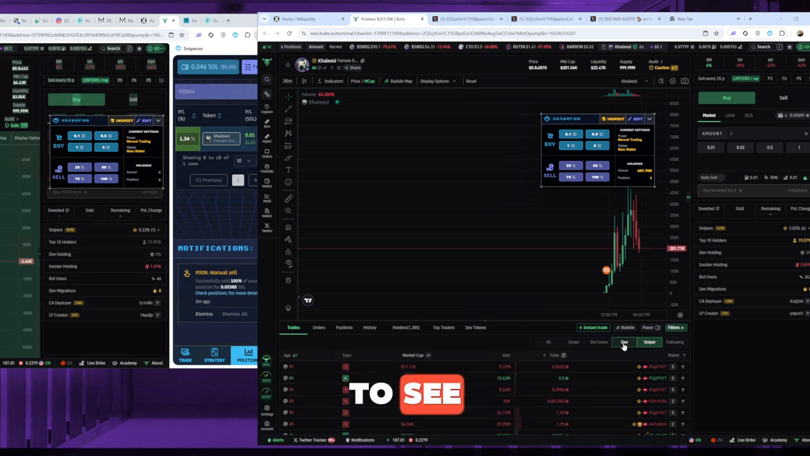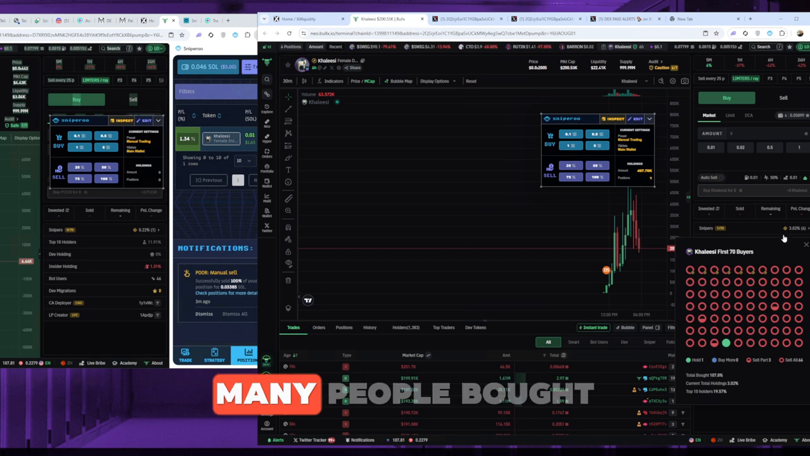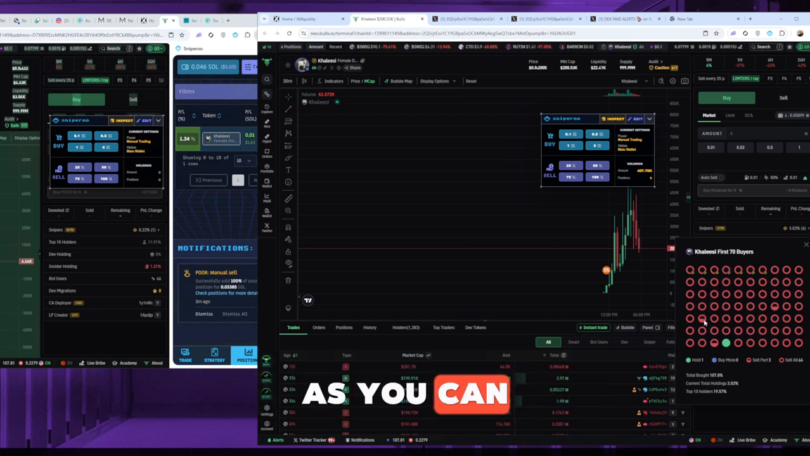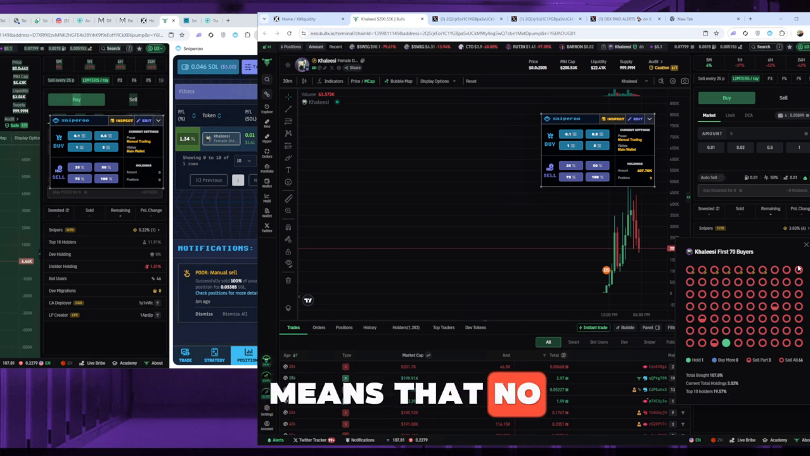Another thing that I like to use as well when it comes to specifically bullets is this option that they have to see the last buys when it comes to smart snipers. If you click on this tool right here on the far right, this is snipers, you'll be able to see how many people bought in and how many people are still currently holding. As you can see, only one person's holding of the top 10 holders, which is obviously real good. Means that no one's gonna essentially crazy dump on you.